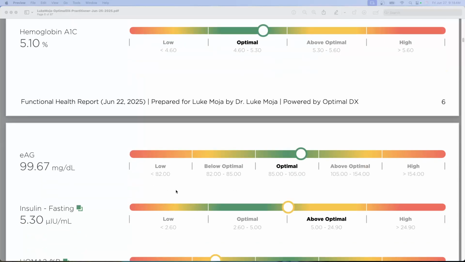So this number down here, this EAG, is estimated average glucose. That's one of the numbers they run that wasn't on the standard blood work that I ran. But it just gives their average daily glucose over a 2 or so month period based on the hemoglobin A1C and the other blood sugar numbers. So you can see again, I'm in the optimal range there. So overall, over the past few months, it seems like my average blood glucose has been pretty good.